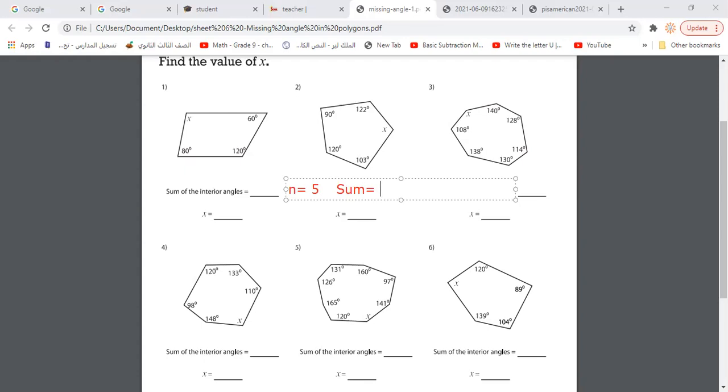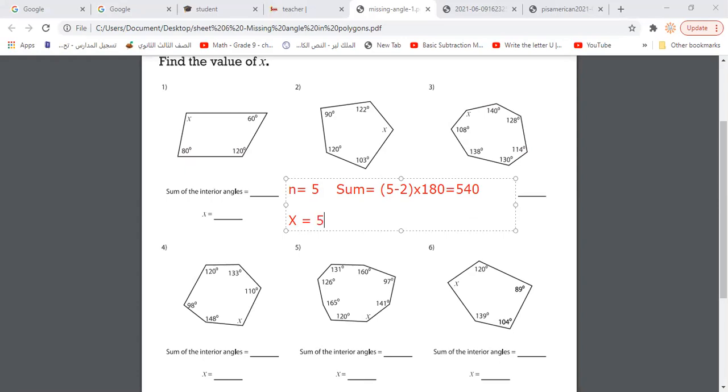You know the rule? The sum: you will remove n and put 5 instead of it. Then it will be 5 minus 2 times 180. So the answer will be equal 540. Then the total here is 540. Now we want to find the value of x. So the value of x equals what, Adam? It should be 105. But give me the way. How can we find the missing angle?